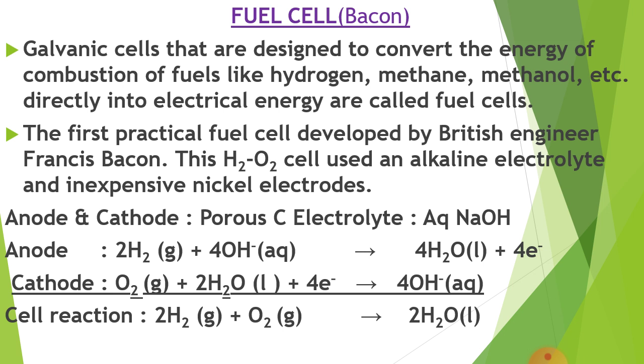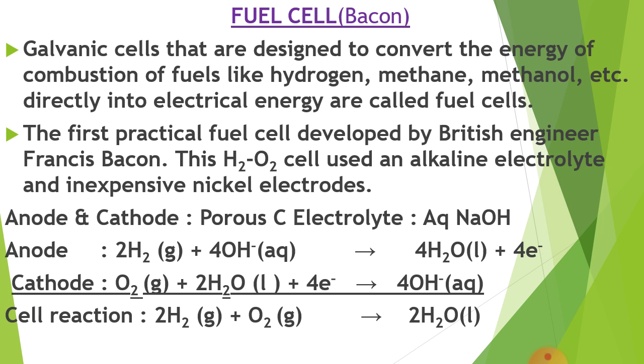The first practical use of the fuel cell was developed by British engineer Francis Bacon. That's why this cell is also known as the Bacon cell. This H2-O2 cell used an alkaline electrolyte and inexpensive nickel electrodes. Now the anode and cathode are porous carbon electrodes, and the electrolyte is aqueous NaOH.